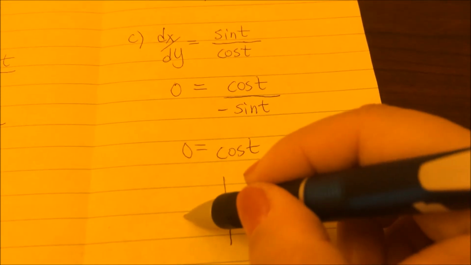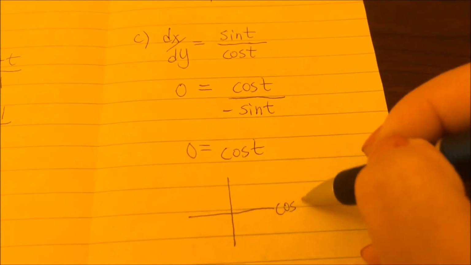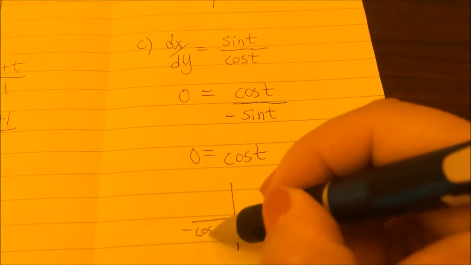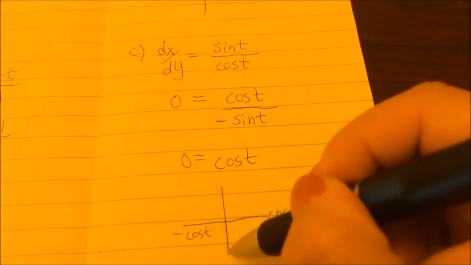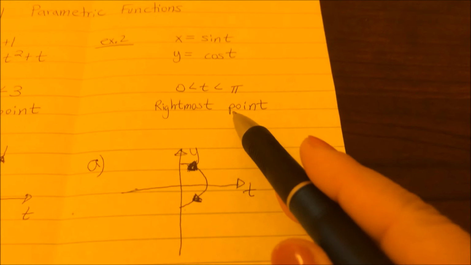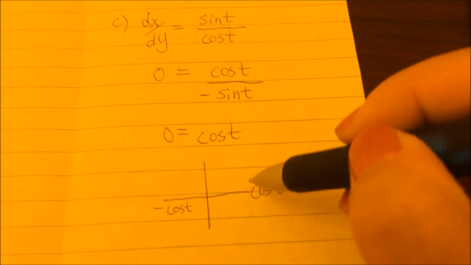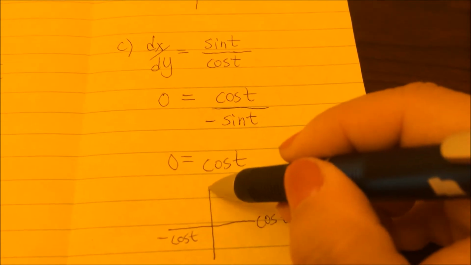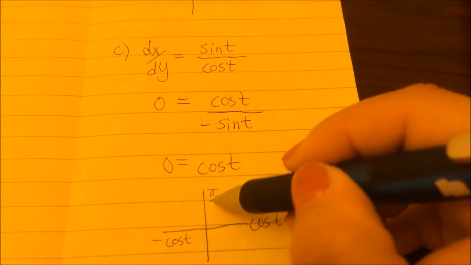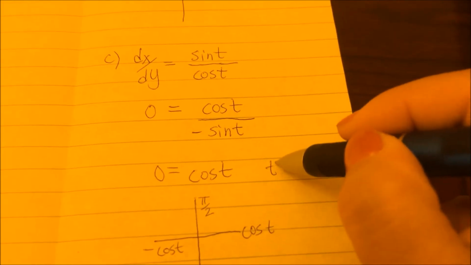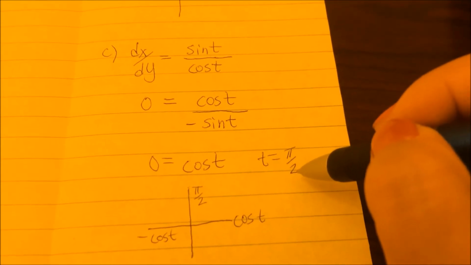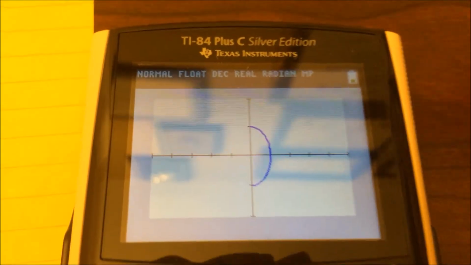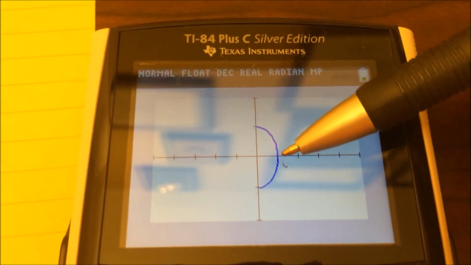So remember, cosine owns the x-axis right here and negative cosine, right? So it can't be here, so most likely it would have to be here. But the limit is from 0 to pi, so we're only going to take it up here at pi over 2 right there, okay? So at t equals pi over 2, it should be the rightmost part of the picture. All right, now that's going to be confusing because some of you guys can say it's 0 because it's on the x-axis right here, but it's not, right?